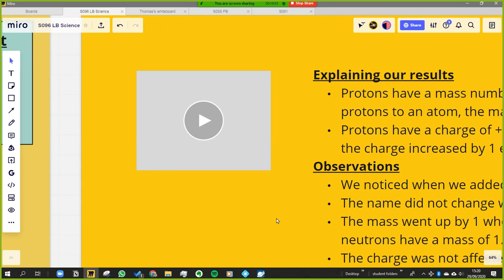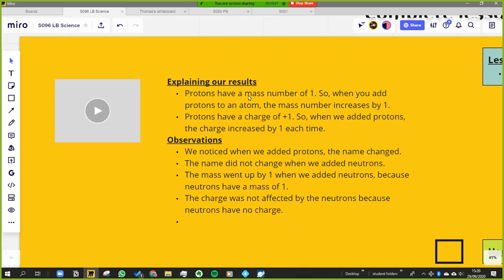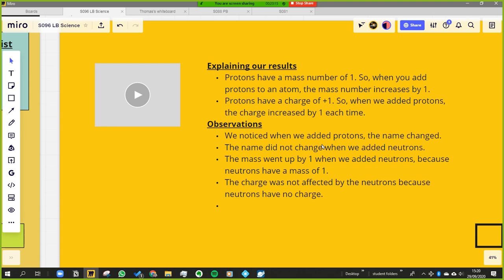So we realized that protons have a mass number of 1. Well, that was our explanation. Because when we added protons, the mass number went up by 1. So that must be one of the things: protons have a mass number of 1. They also have a charge of 1, because when you added protons, the charge increased by 1. But we noticed when we added protons, the name also changed.